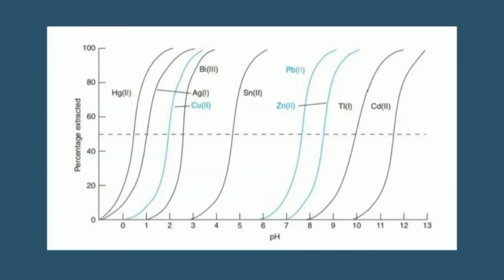For example, we have here a chart plotting the percentage extracted as a function of pH. We can see that for the different metals, these curves approach 0 and 100 percent at significantly different pH. Thus, if we want to separate tin from lead, we can use a pH somewhere in between there.